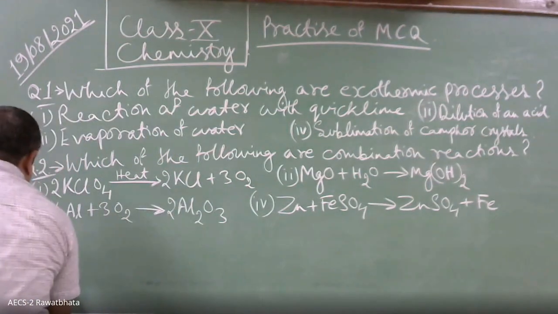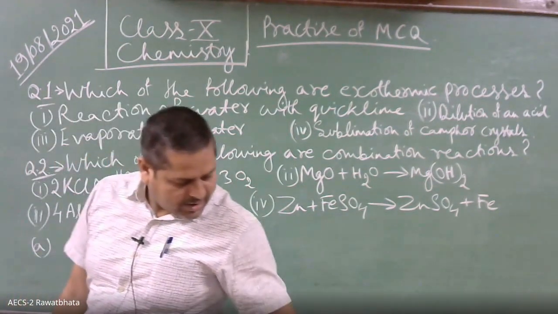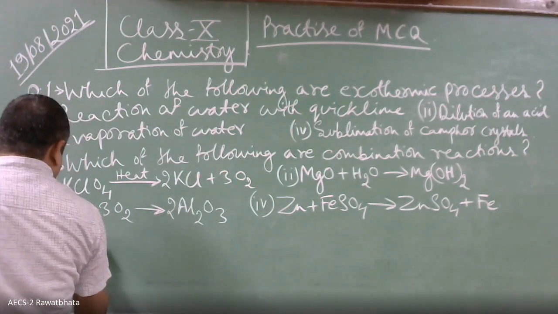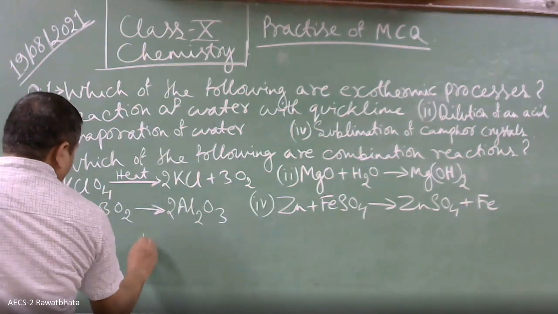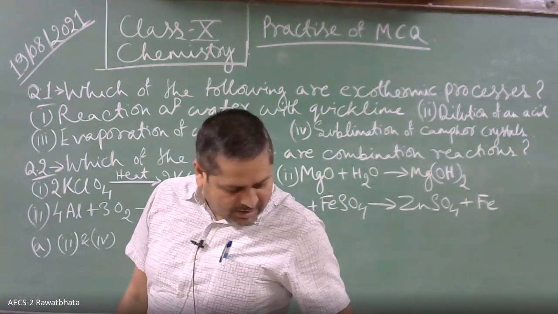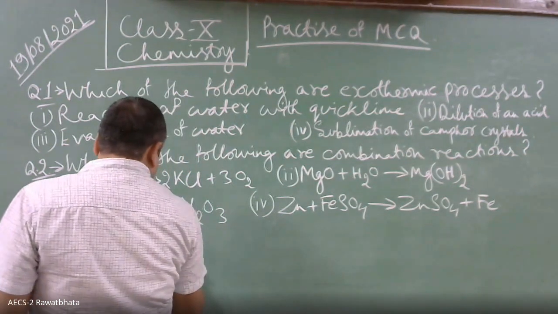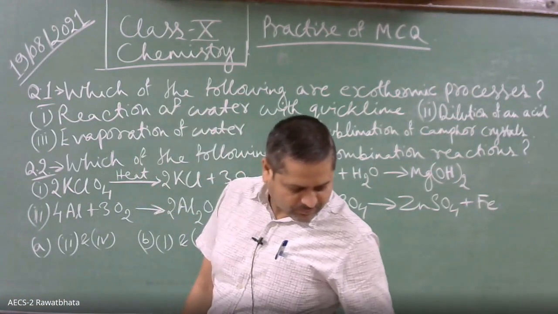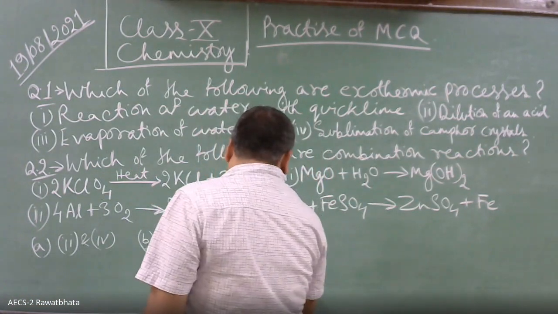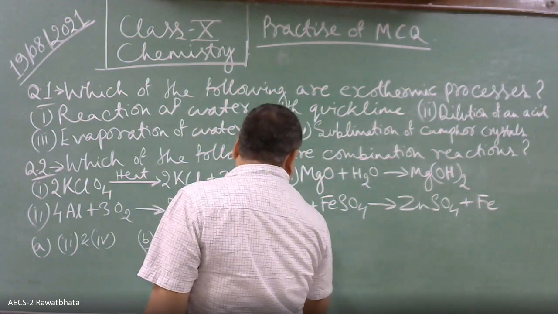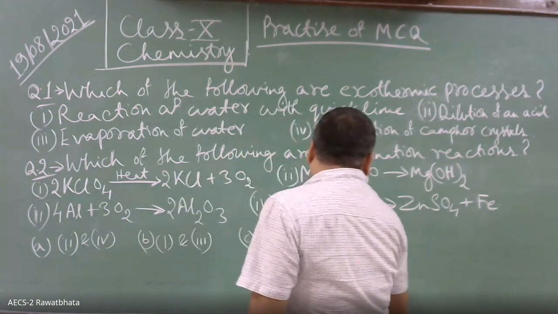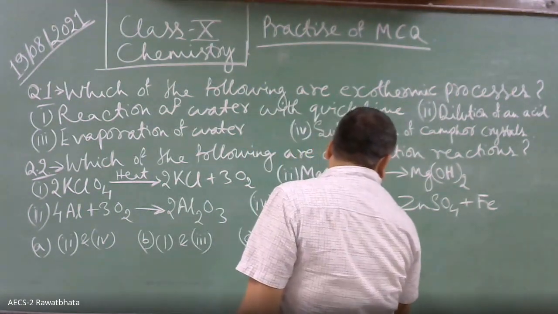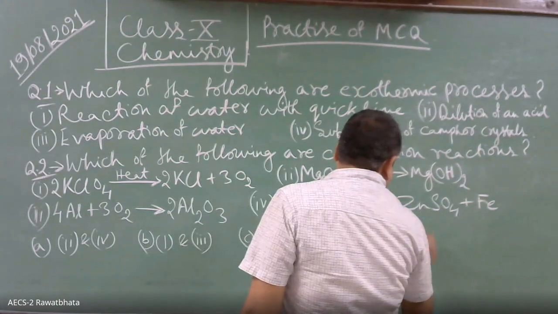Your options are: A is second and fourth. Your B option is first and third. And C option is third and fourth. And your D option says second and third. Okay.